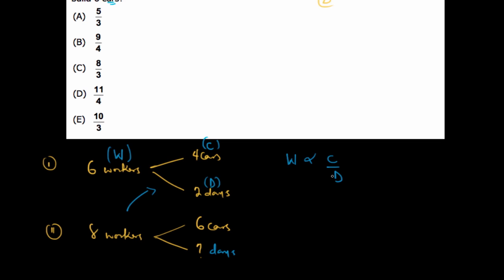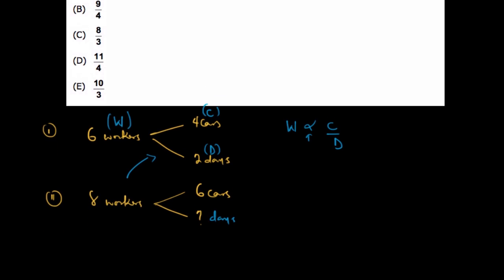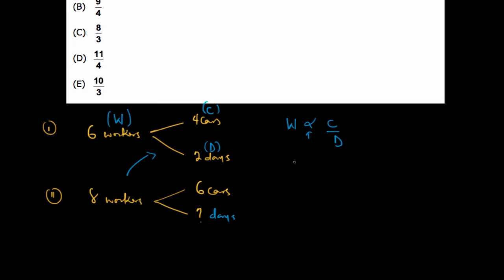To solve this, I have to change this to an equality sign, because it's not an equation yet. When you change that to an equality sign, there should be a constant of proportionality. So this is W equals K times C all over D. Now my bone of contention is, how then do I find K?